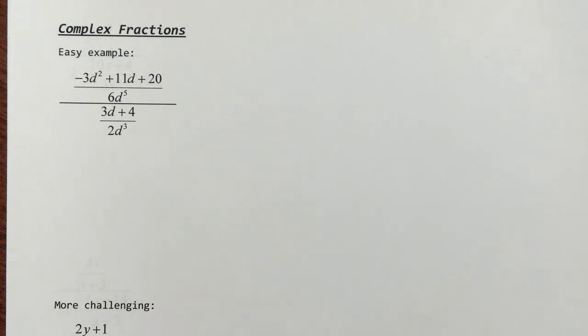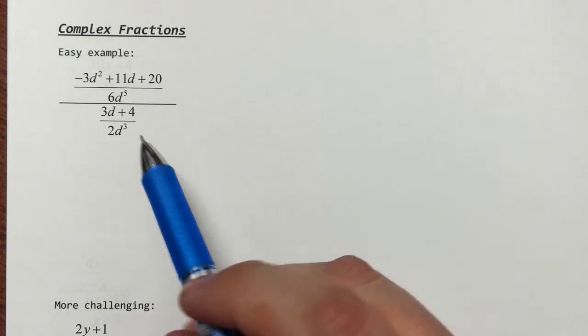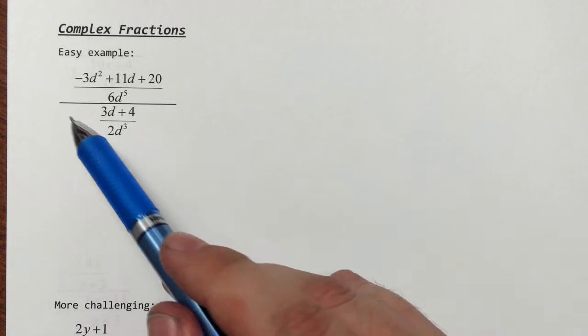All right, let's take a look at complex fractions. A complex fraction is a fraction that has other fractions inside of it. So we look at this when we're talking about rational expressions. There are two kinds of complex fractions essentially. The first kind, the easier kind, is if I just have a fraction made up of two other fractions.